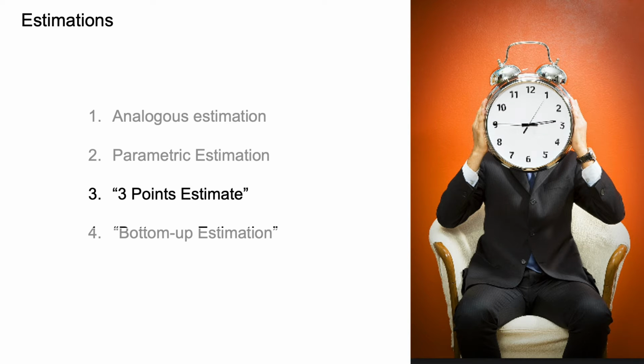The next and most popular type of estimation is three-point estimate. Three-point estimate is a part of program evaluation and review technique, also known as PERT. This method was initially invented by the US Navy and is applicable in project management. The main idea relies on a probabilistic method. It works great in projects with a high level of unknowns.